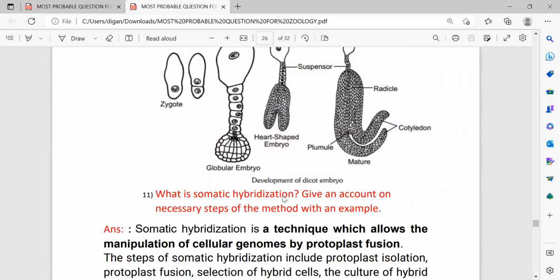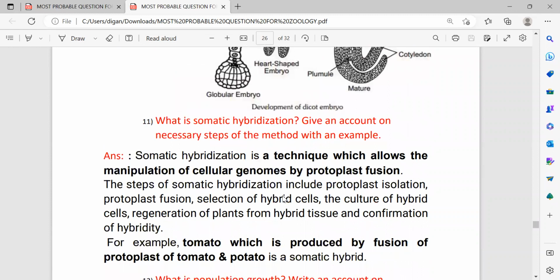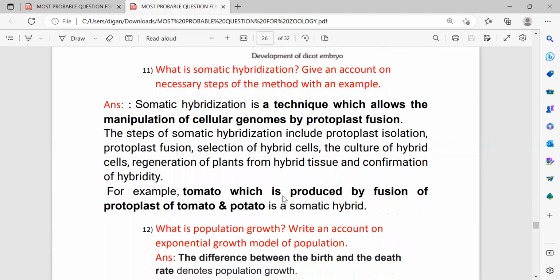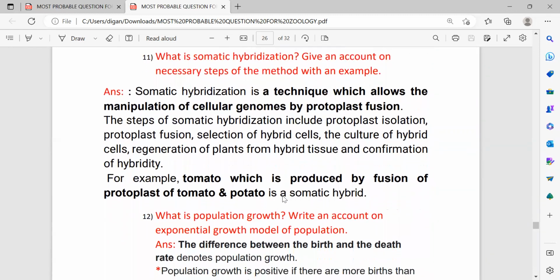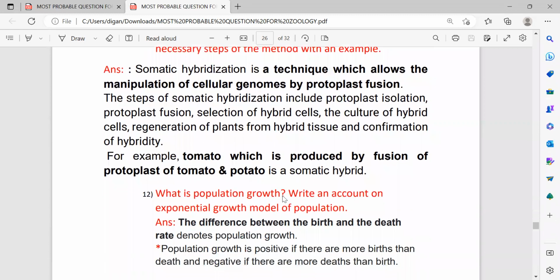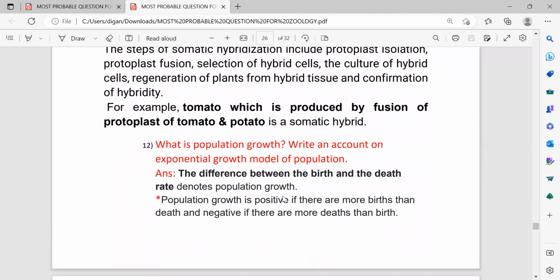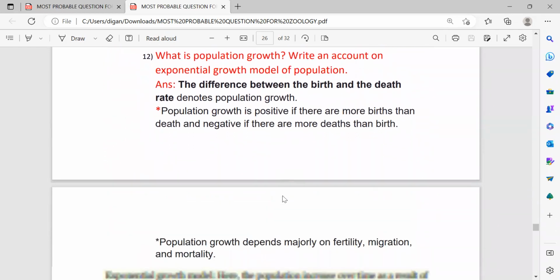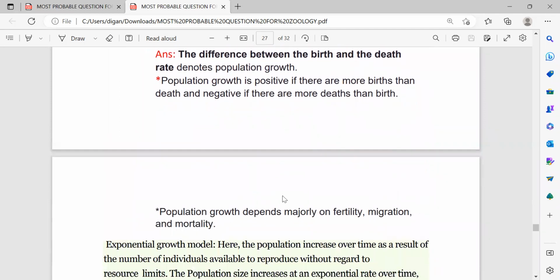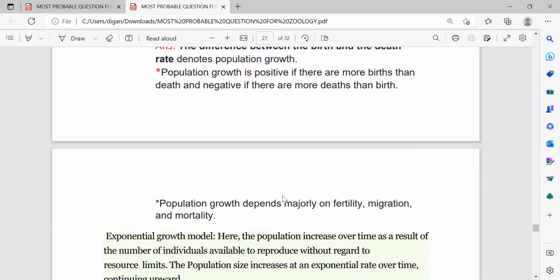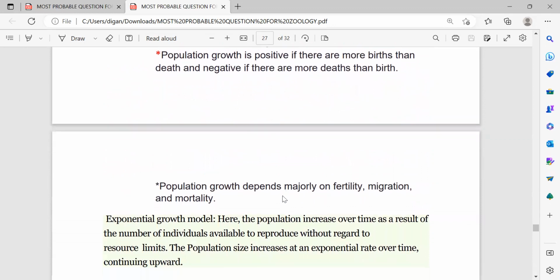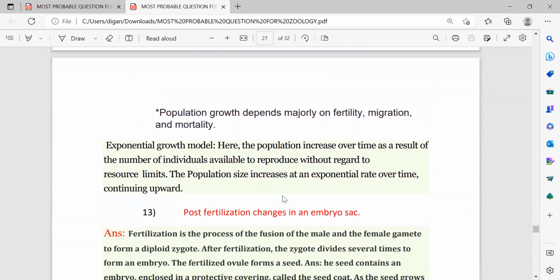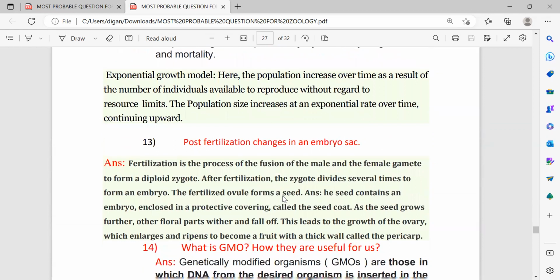What is somatic hybridization? Give an account of necessary steps of the method with example. So this is the definition of somatic hybridization, and the best example is tomato. What is population growth? Write an account on the exponential growth model of population. The difference between the birth and the death rate is denoted by population growth. And the exponential growth model answer is given here.